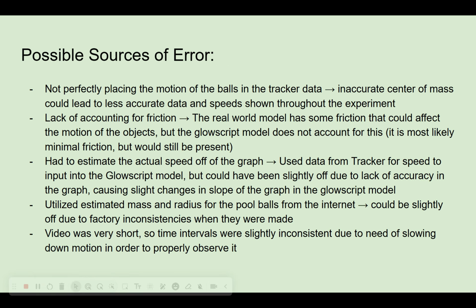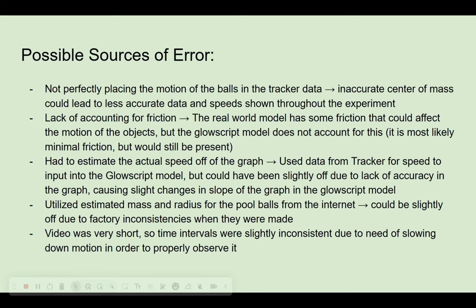Possible sources of error: not perfectly placing the motion of the balls in the Tracker data. This could lead to inaccurate center of mass, and this could lead to less accurate data and speed shown throughout the experiment. Lack of accounting for friction, as I said in the previous slide, as well as sound. The real-world model has some friction that could affect the motion of the objects, but the GlowScript model doesn't account for this because it's most likely minimal friction, but it would still be present.